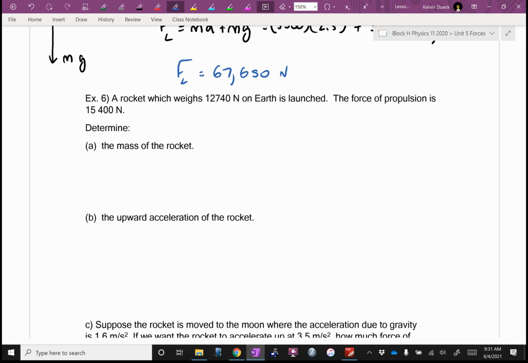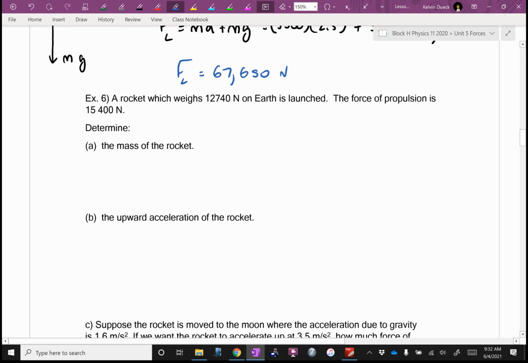Spencer, once you're done looking at your phone, what does A want me to find? What does A want me to find? Okay, you're back with me now? Oh, you shouldn't have been staring at your phone. What does it want me to find? Say it again, you're right. Isn't the mass 12,740?